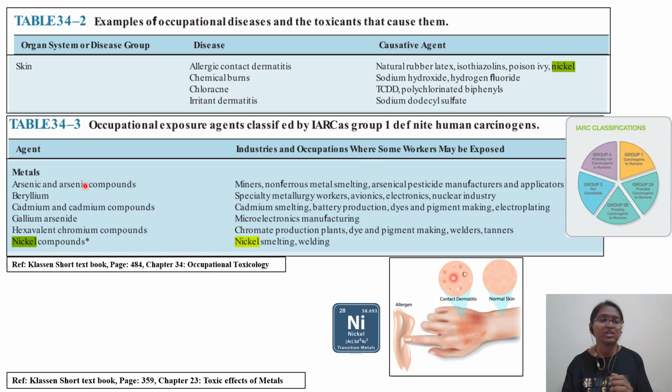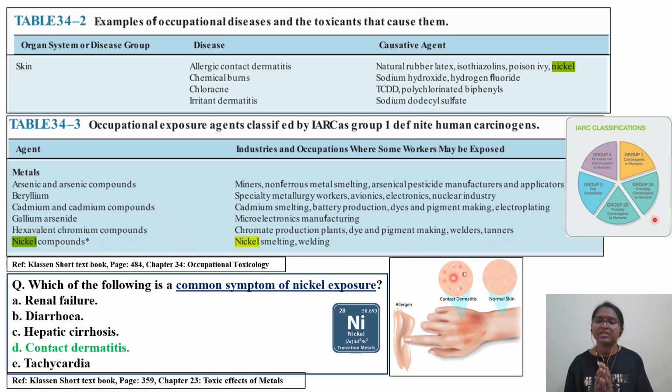So in this table 34.3 you can read. They have given nickel compounds. Those workers who are working in nickel smelting as well as welding, they have done some studies. They found there is a cancer associated with this nickel exposure.